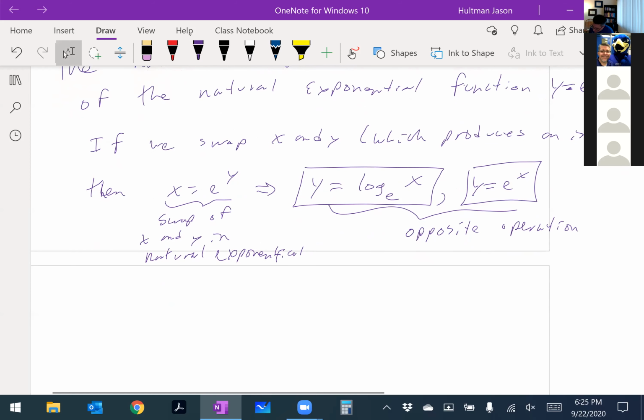Now the way that we write log base e is ln, or the natural log. We call this the natural log, ln. It's just an abbreviation for log base e. We always like to shorten things in mathematics, abbreviate them if we can. And so we just say this is the natural log, or ln, log base e.